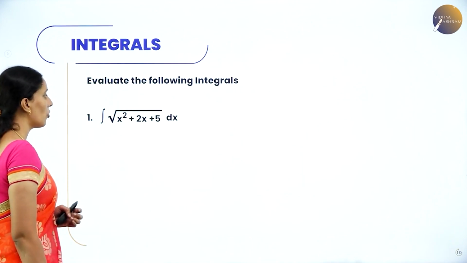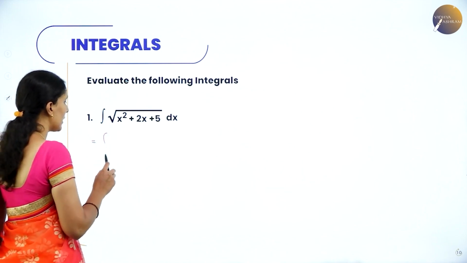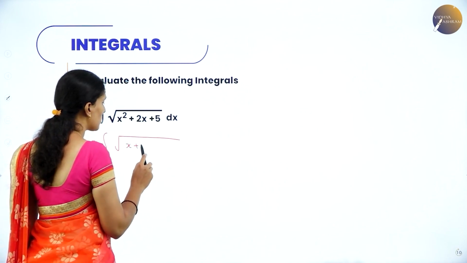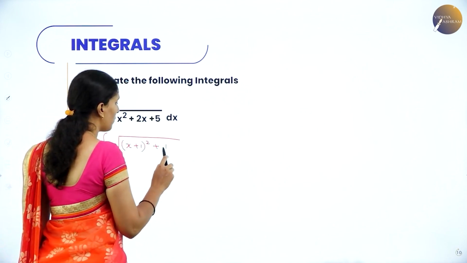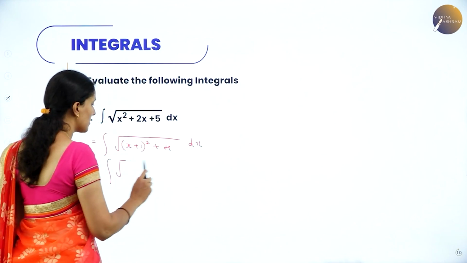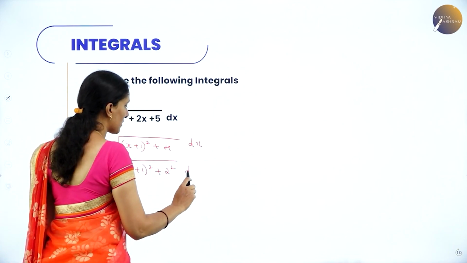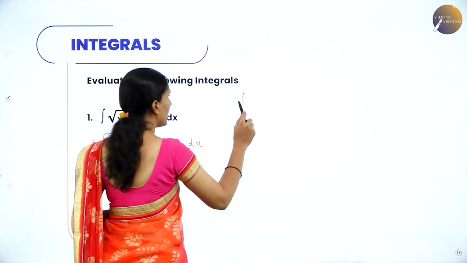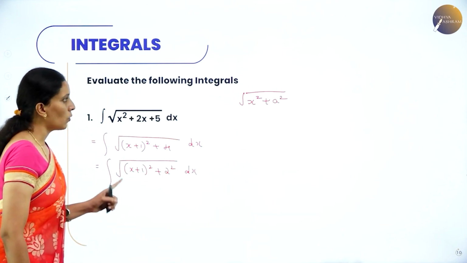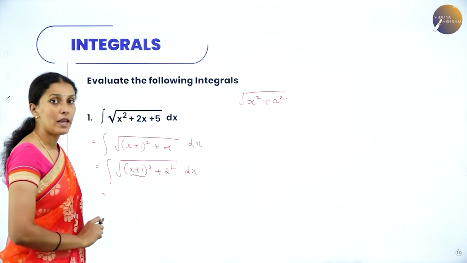First one is integral of root of x square plus 2x plus 5. I can write this as integral of, when you add 1 and subtract 1, this becomes x plus 1 whole square plus 4 with respect to dx. So here this can be written as x plus 1 whole square plus 2 square dx. Now this is of the standard integral of the form x square plus a square. So what is the integral of root of x square plus a square? It is x by 2, in the place of x you have x plus 1.